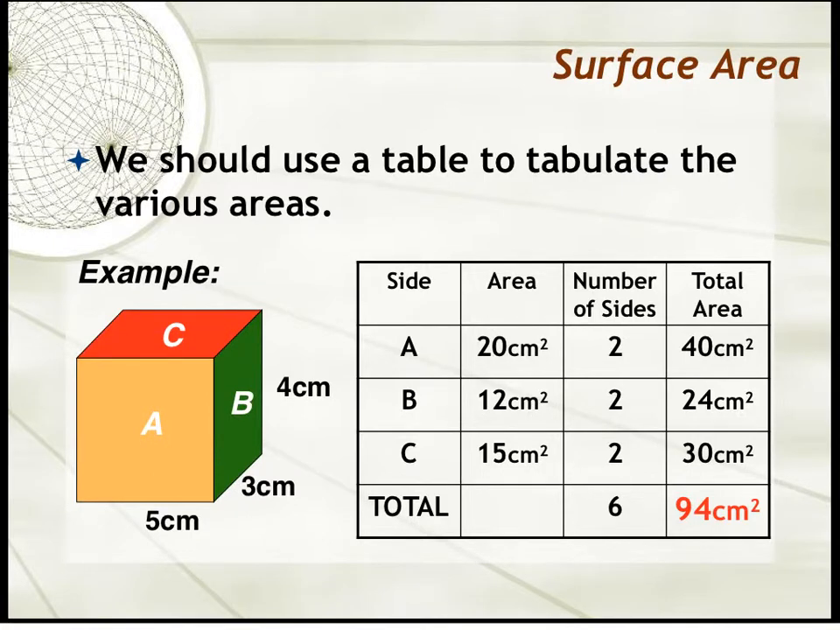From here, we total it up. So 40 plus 24 plus 30 gives us 94 centimeters, and we're figuring area, so it's going to be centimeters squared. So again, using a table, labeling your sides, putting those together, and multiplying by 2, you can come up with the formula.